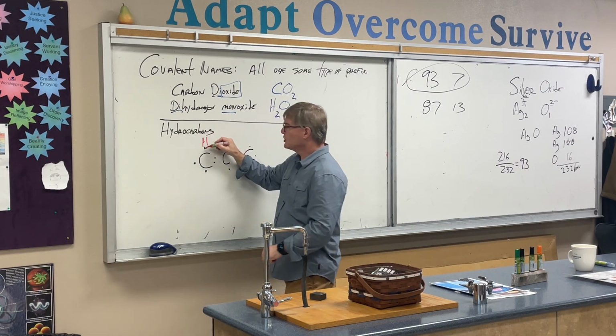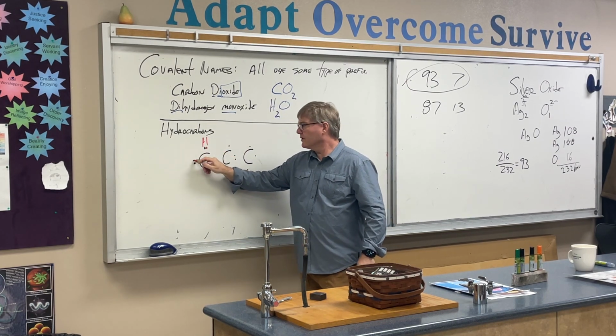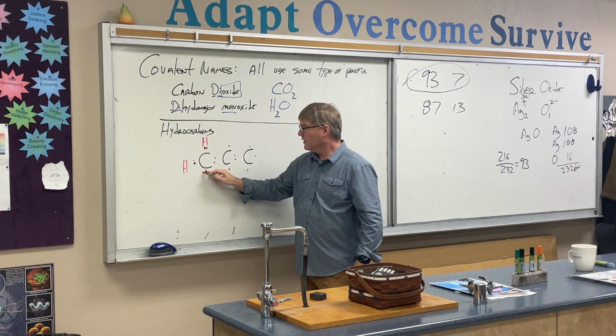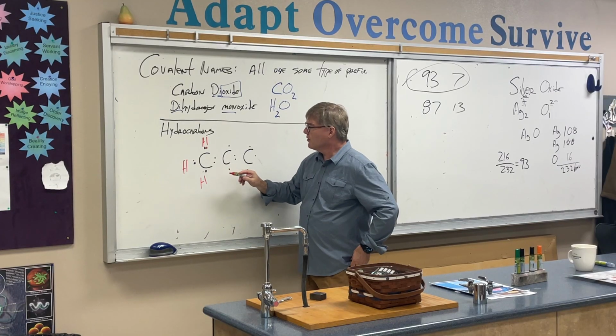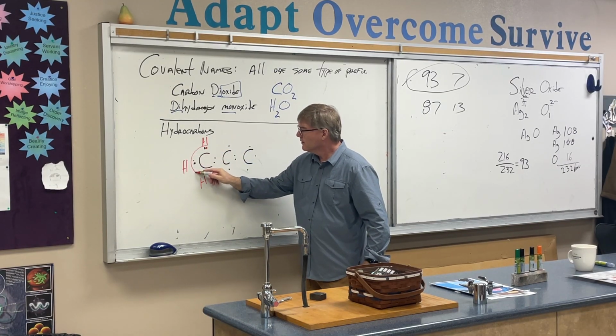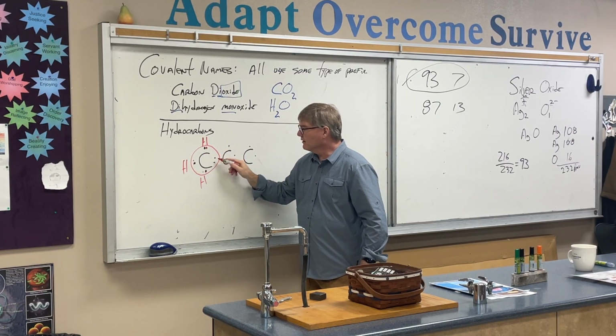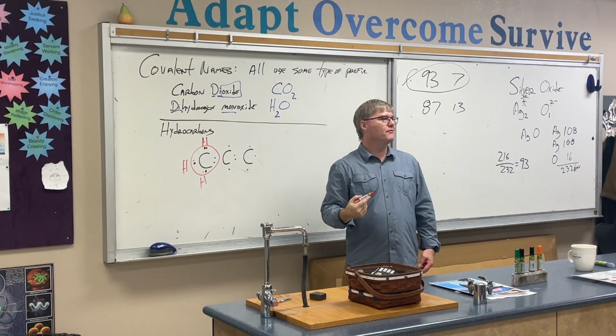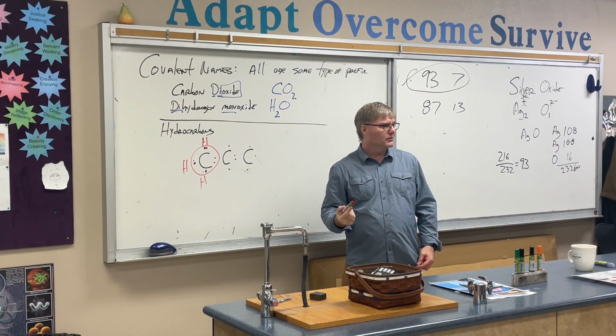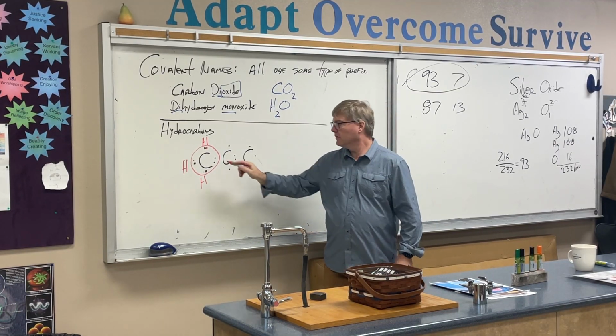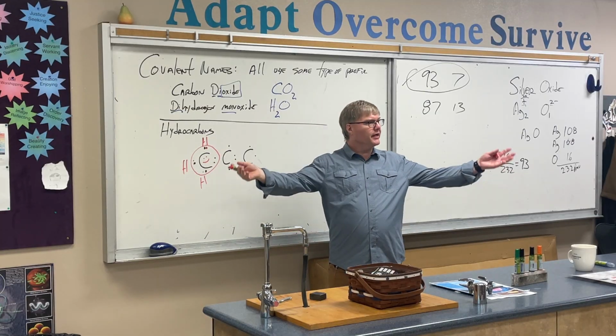See, they could have a shared pair there. And you could have a shared pair here. And a shared pair here. Now, this carbon has 8 electrons through sharing. It had to form 4 shared pairs. It's happy. It's got its octet.